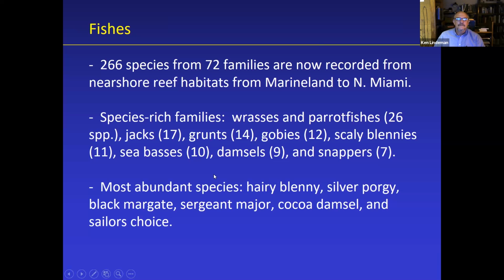In short, there are over 260 species from over 70 families now recorded from nearshore reef habitats from Greenland to North Miami. The most species-rich families are the wrasses and parrotfishes with over 26 species, jacks with 17, all the way down to grunts with 7. There's many other families. These are the most species-rich. And yes, pictures are coming. The most abundant individual species are hairy blenny, silver porgy, black margate, sergeant major, cocoa damselfish, sailor's choice.